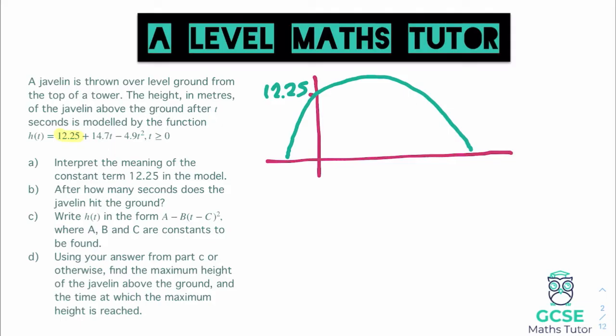Well, that is the height of the tower, or in other words, the height at which the javelin is going to be thrown from, and in this case that is the height of the tower. So that's the answer to part A, it's going to be the height of the tower. Let's have a look at part B.